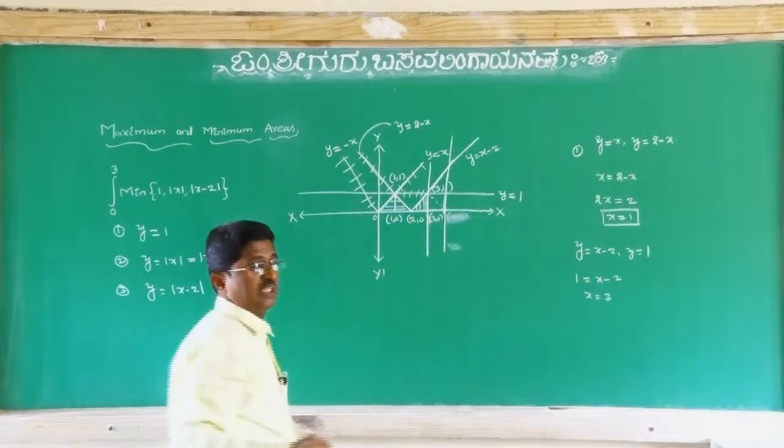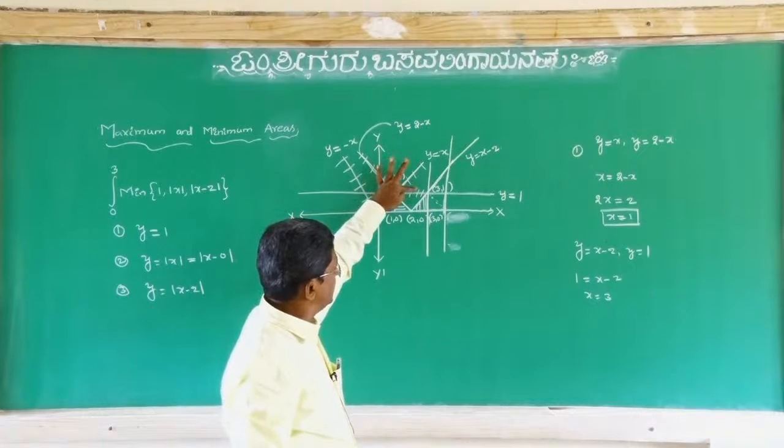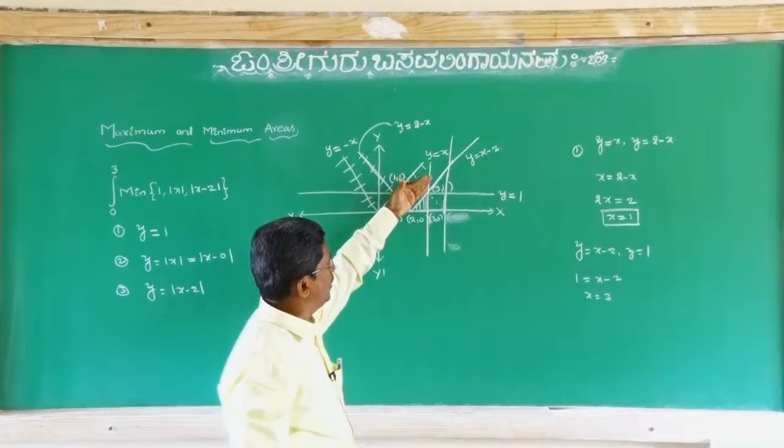This is the minimum portion of the area. Minimum means again a comparison here, this is the line and this is also a curve. The minimum portion of the area means only a line cutting the area, the minimum portion, right.